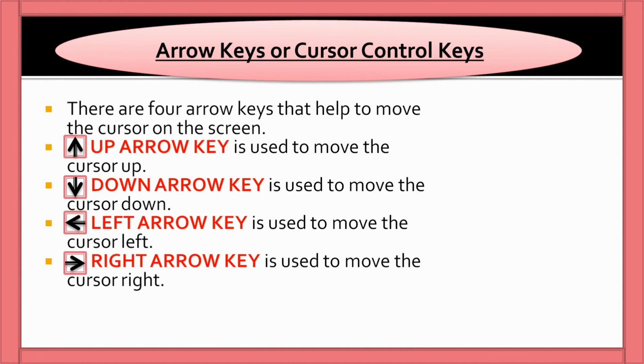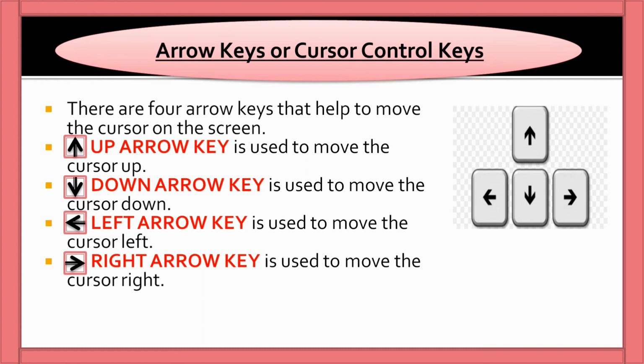Arrow keys or cursor control keys. We have a total of 4 arrow keys. First is the up arrow key, which is used to move the cursor up. Down arrow key is used to move the cursor down. Left arrow key is used to move the cursor left. Right arrow key is used to move the cursor right. This is the diagram of all 4 arrow keys.